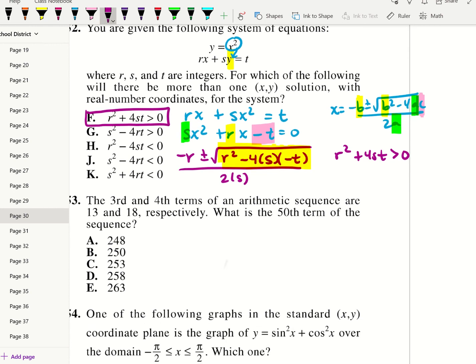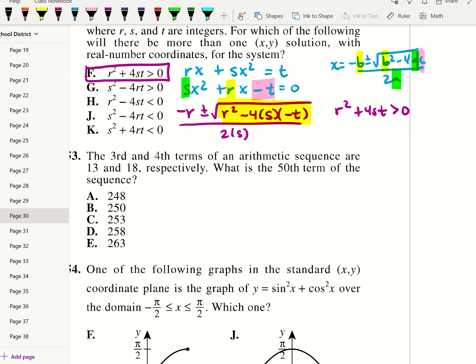Number 53, we have the third and fourth terms of an arithmetic sequence are 13 and 18. Arithmetic means we're adding the same amount or subtracting the same amount each time. If I work backwards a little bit, I can find out that the second number must have then been 8. The first number must have been 3. This is your first term right here. That means the 0 term, which can be helpful at times, ends up being 5 less than 3, which is negative 2.